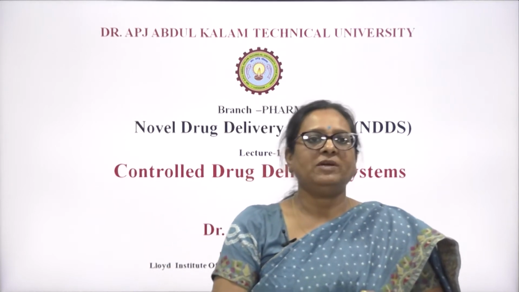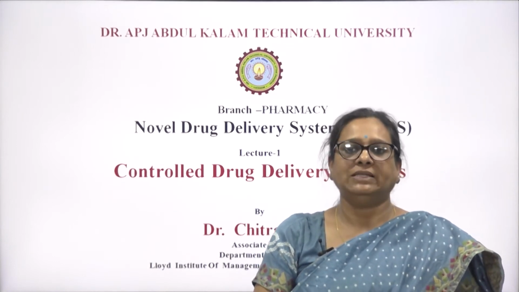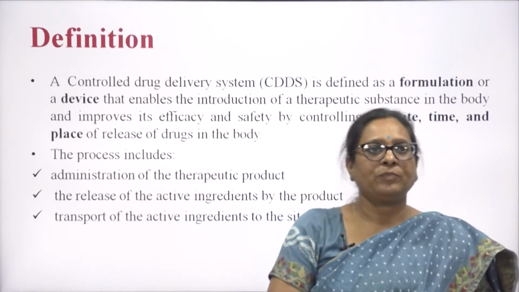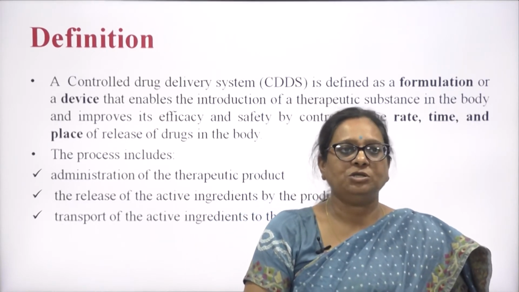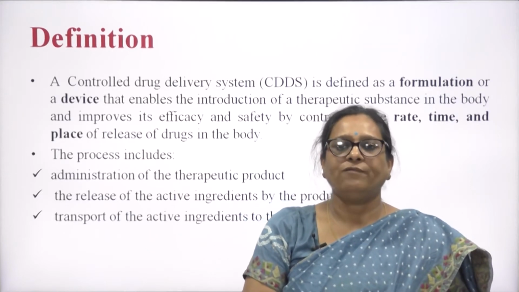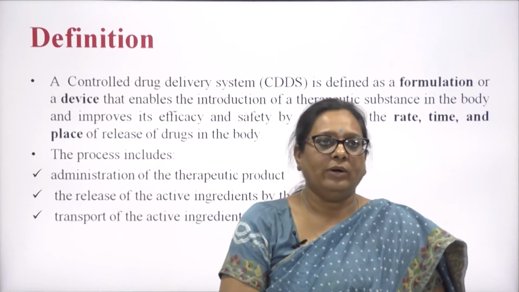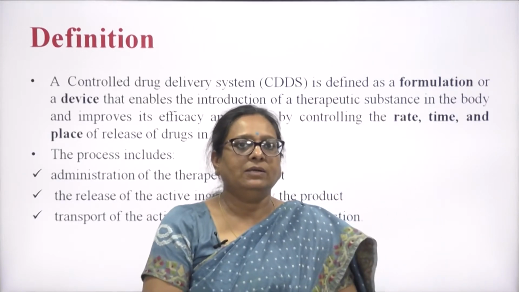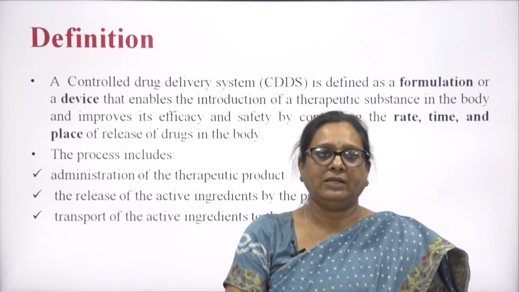So, students, to begin with, we should first understand what is meant by a controlled drug delivery system. Let us look at the definition of controlled drug delivery system. A controlled drug delivery system is defined as a formulation or a device that enables the introduction of a therapeutic substance or a therapeutically active agent in the body and improves its efficacy and safety by controlling the rate, time and place of release of drug in the body.